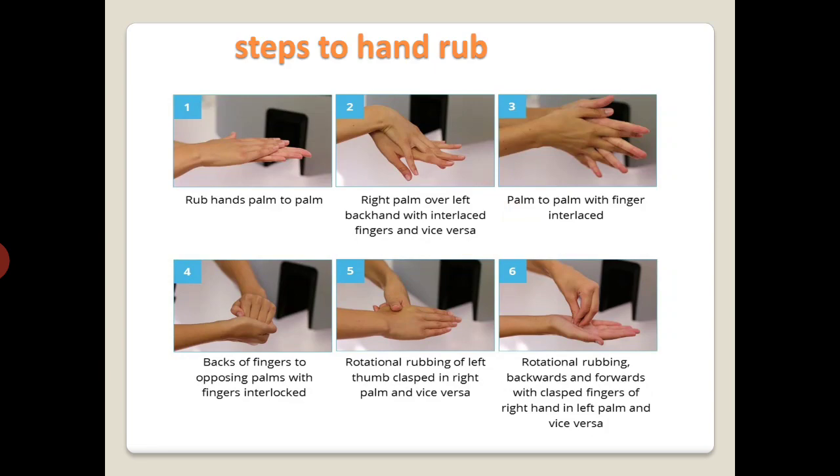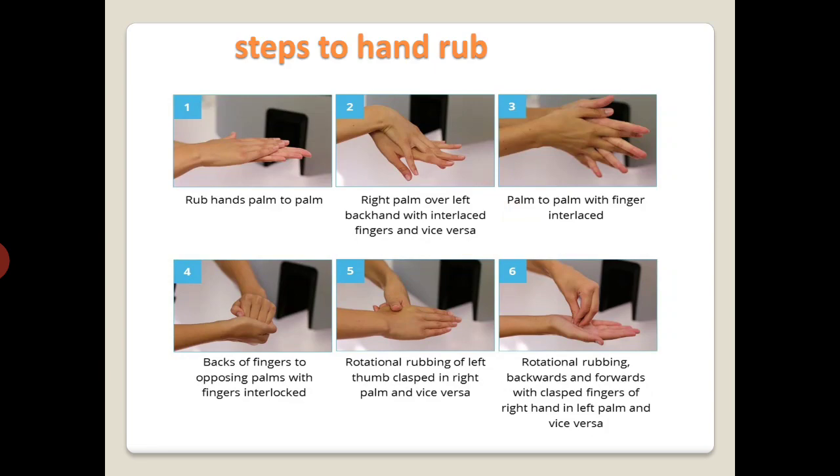In the first step, you apply a palmful of the product in a cupped hand covering all the surfaces, and then start the first step, that is rubbing the hands palm to palm. Then the second step, right palm over the left dorsum with interlaced fingers and vice versa.